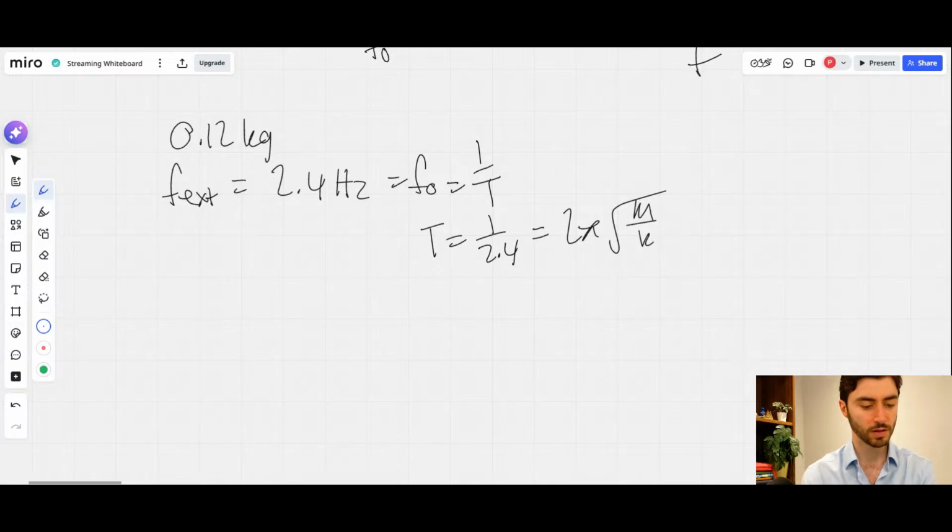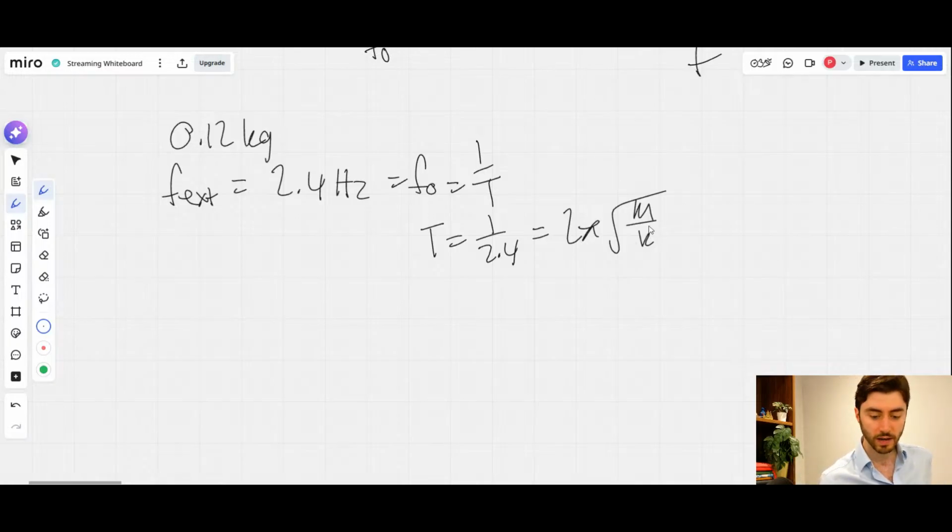I'm just going to make sure that I have memorized that correctly. Because for some reason I'm doubting myself. It is 2 pi root m over k, isn't it? And not the other way around. Yeah, perfect.